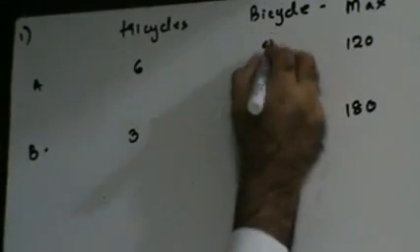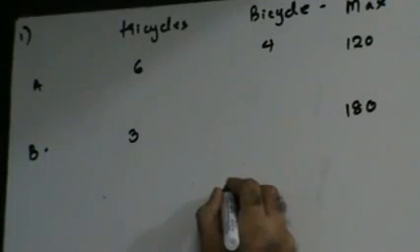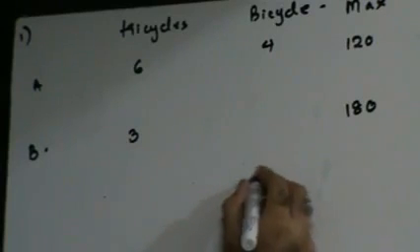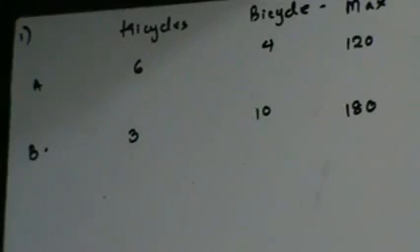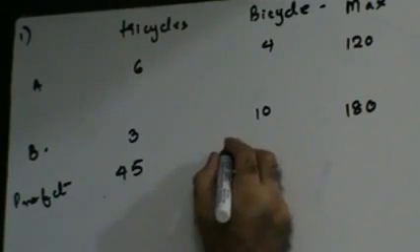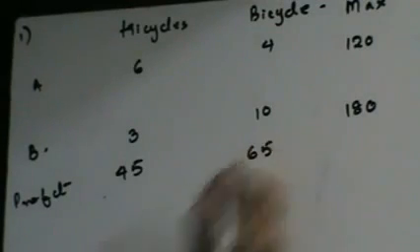4 hours on machine A and 10 hours on machine B. The profit on tricycle is 45 rupees and bicycle is 65 rupees.